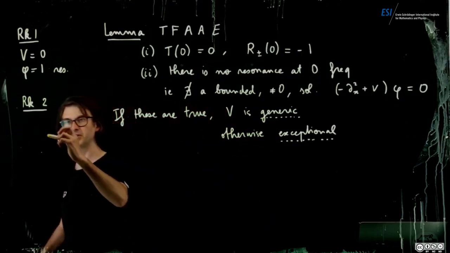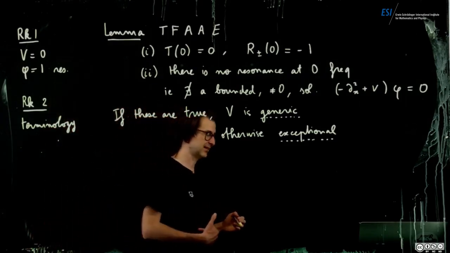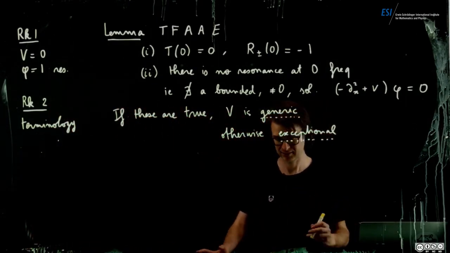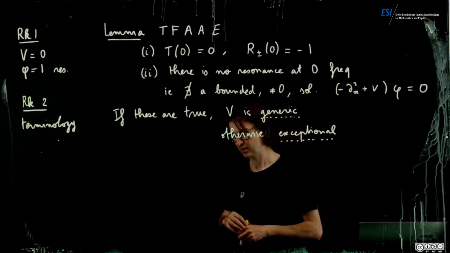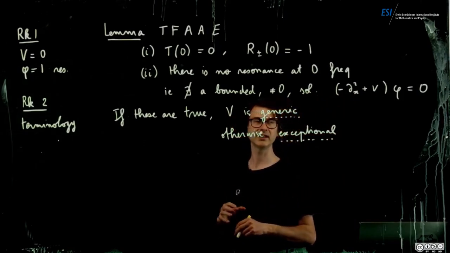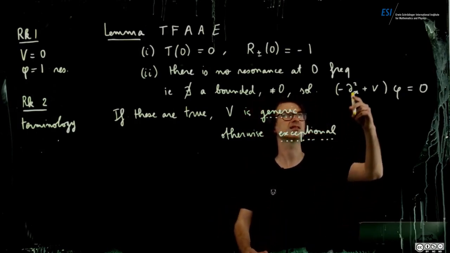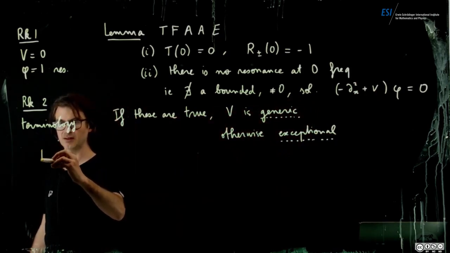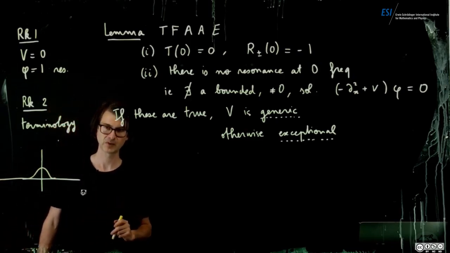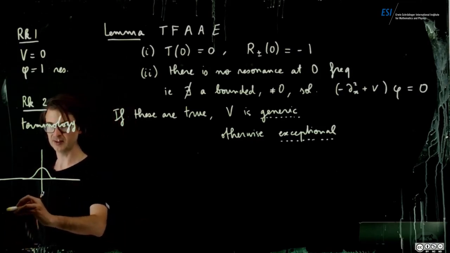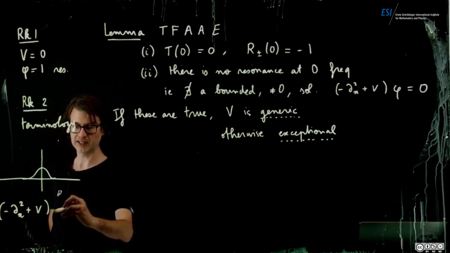Where does this terminology come from? Is it indeed the case that generically a potential is generic, if you see what I mean? So if you take a generic potential, why is there no resonance? So let me try to argue that this is the case. Let's say the potential is compactly supported, and we look at the equation minus dx squared plus V applied to f equals zero.